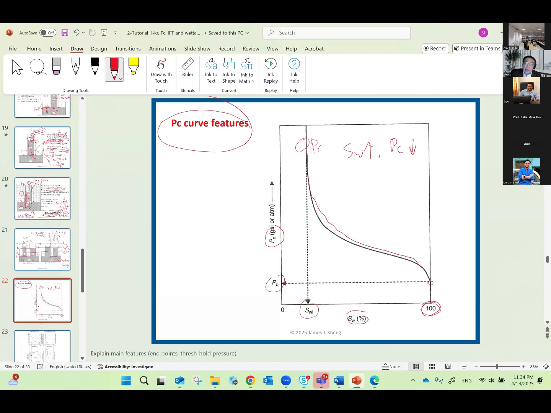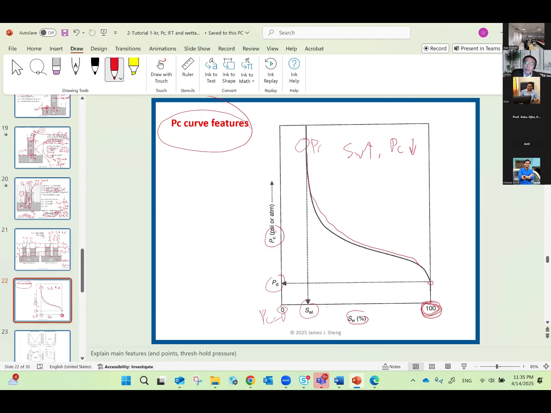When the water saturation is 100%, because here is 100% water, the capillary pressure is 0, right? Because only the water phase is there. If you have a capillary pressure, you must have two phases. Why? Because capillary pressure is defined by the difference of two phase pressures at an interface. So here the capillary pressure is 0.